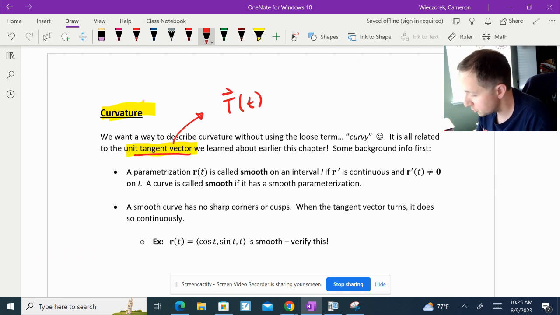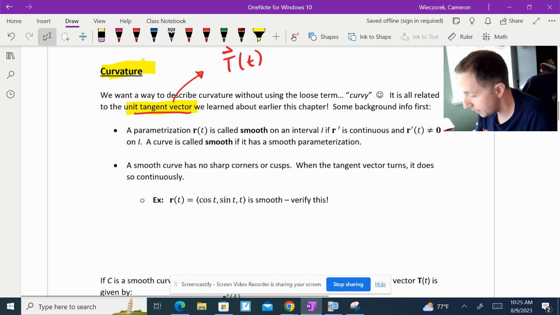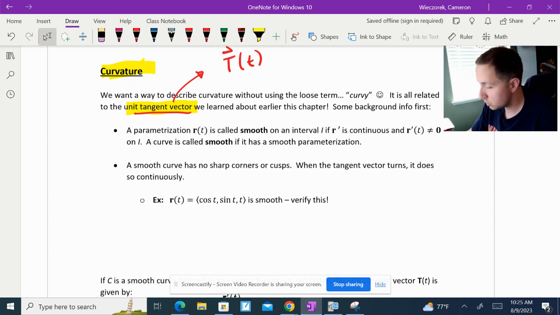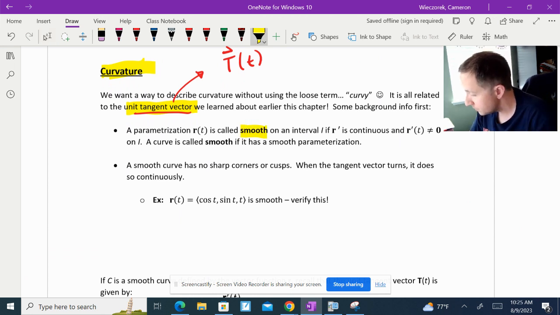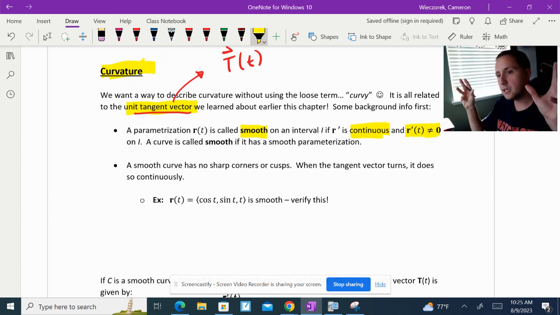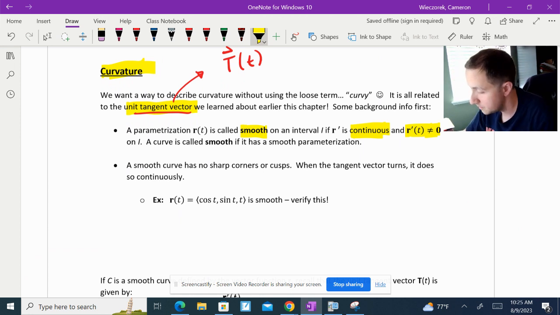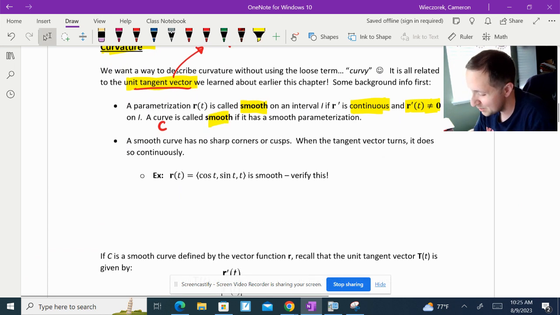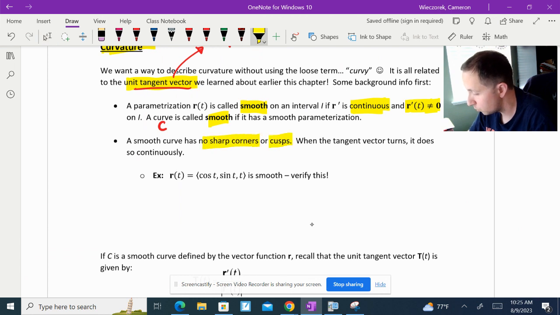So a little bit of background information first, just some conditions we're going to need to have satisfied. A parameterization R of t is called a smooth parameterization if the derivative, the tangent vector, is continuous, meaning all of the component functions of R have continuous derivatives. And we want that tangent vector to never be the zero vector. So none of the component functions can ever be simultaneously zero for a particular value of t. So if the parameterization is called smooth, then the curve, C, would also be considered smooth. Intuitively, this means that a smooth curve has no sharp corners or cusps.